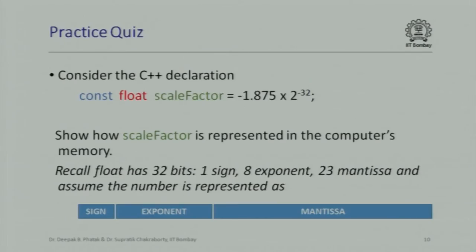Now here is a question. const float scale factor. This is just a declaration. Forget the word const for the time being. It's a floating point representation. Basically the question is, in my program I have written minus 1.875 into 2 to the power minus 32. So what is the mantissa here? Minus 1.875. What is the exponent? Minus 32. These are decimal numbers.